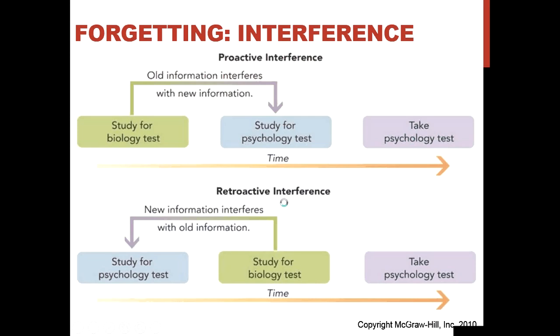The second way is, of course, retroactive. You study for your psych test first, and then you study for your bio test. But then you have to take your psych test first, and so the stuff that you were studying for bio interferes or blocks, and you're like, oh, I don't remember what the name of that thing is that I learned in psychology. And the reason for that is because you studied your bio test later, and so it kind of interfered once it comes time to take the actual test.